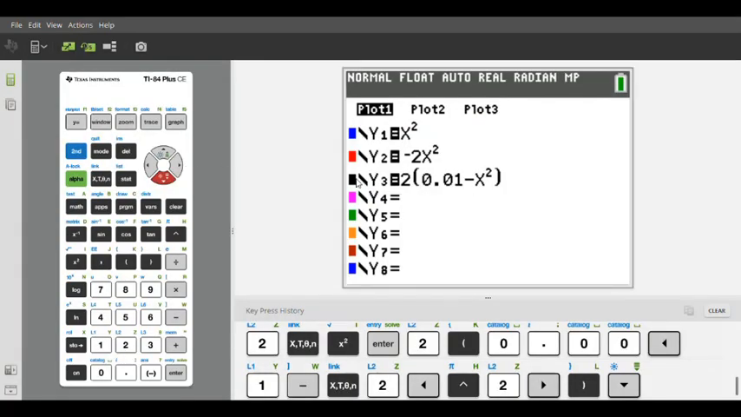Alright, so I got each of the functions in here. I decided to put them in a different order than the question asked. I decided to do the r squared, which I have represented by x squared here. Then the negative 2 r squared and the 2 times 0.01 minus r squared, or x squared here that I'm having to represent it by. Now it gives you the viewing window to do it by.